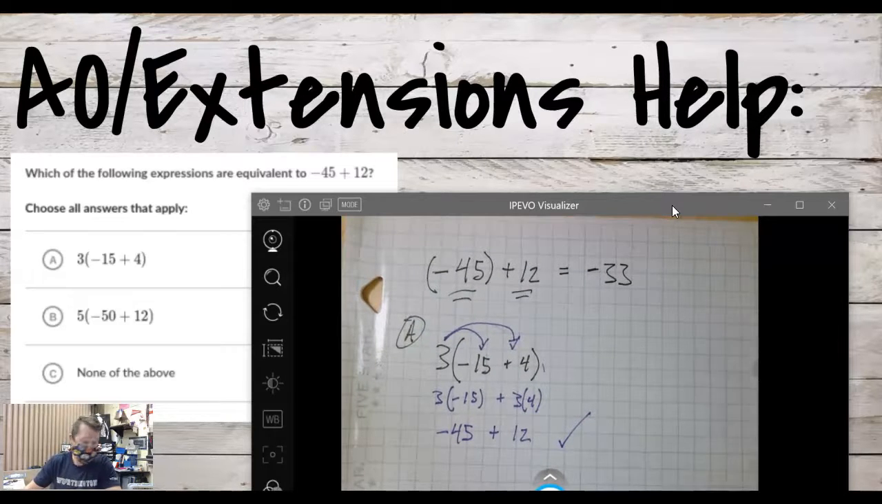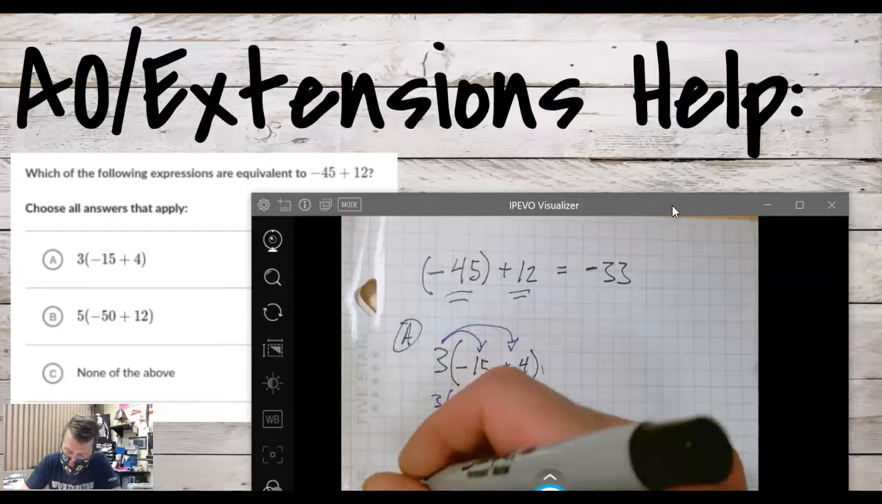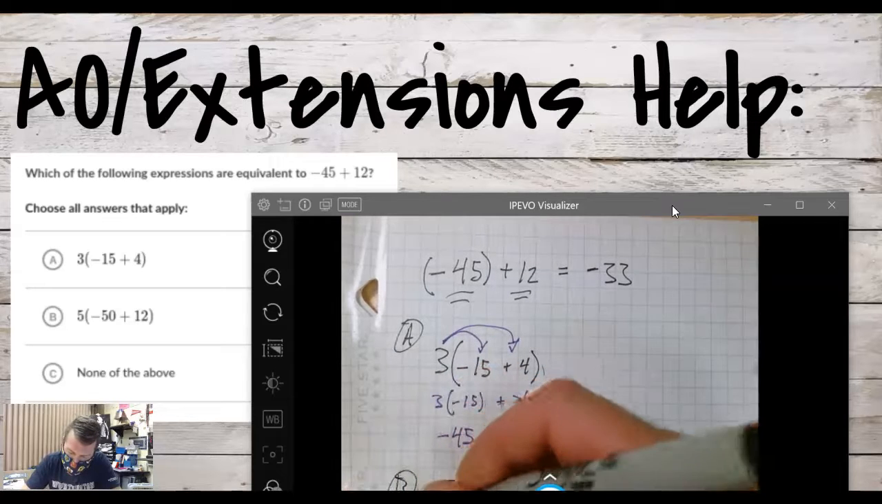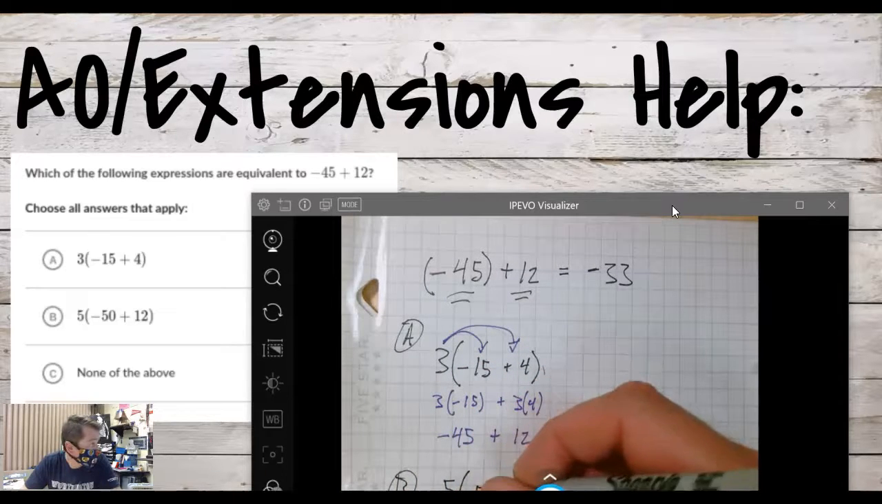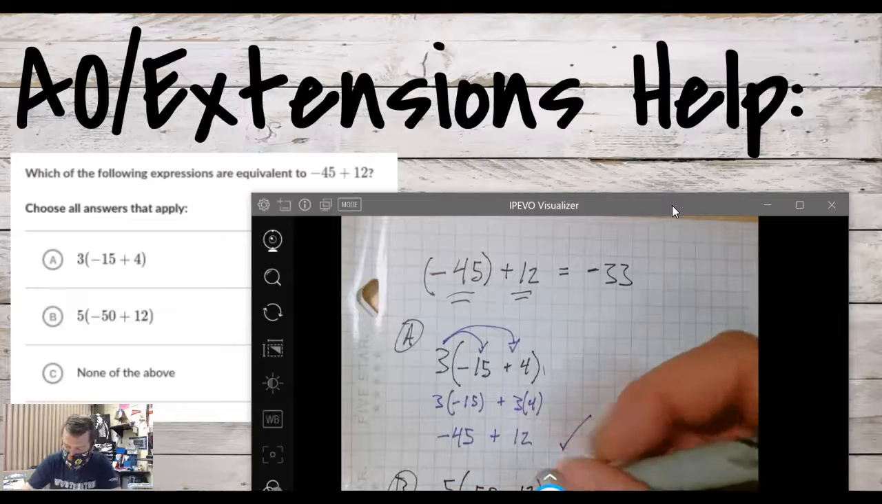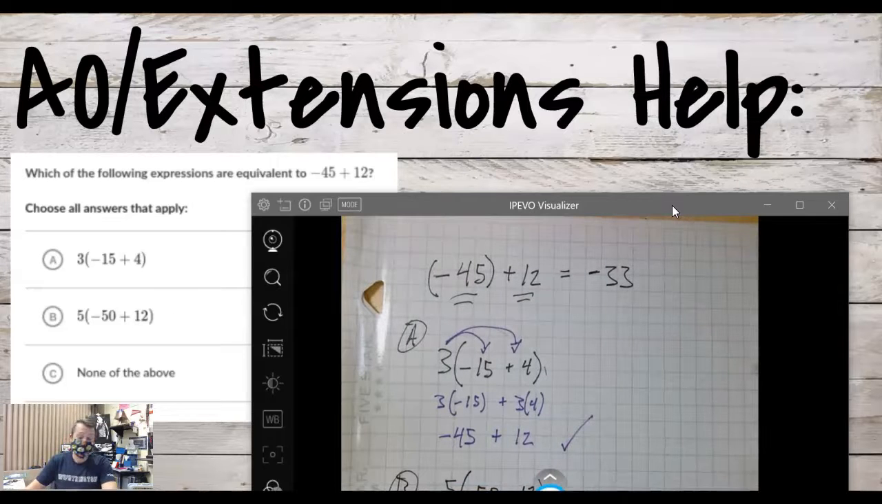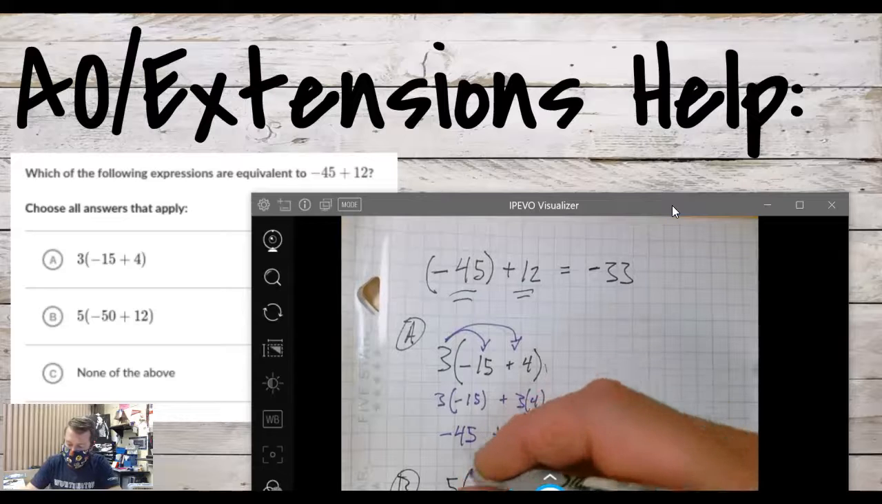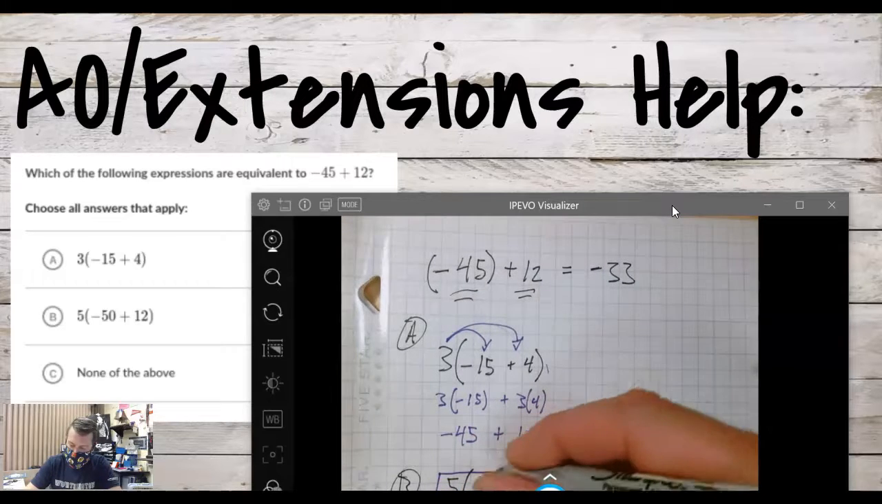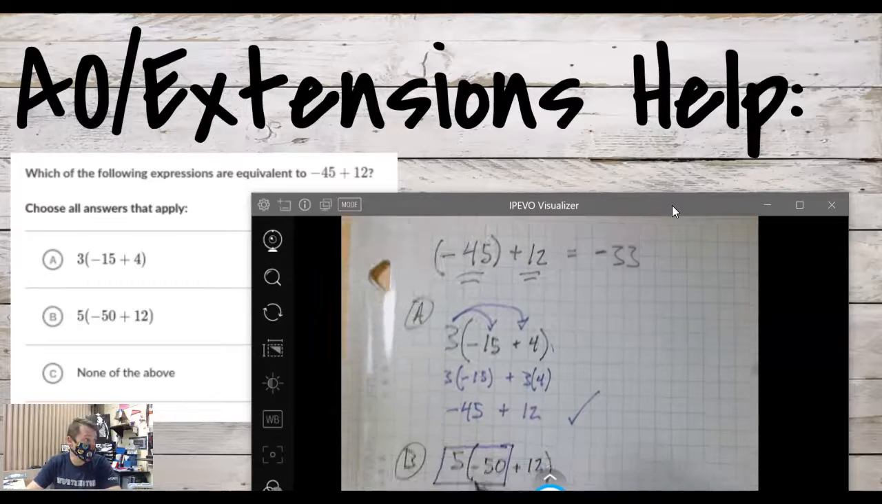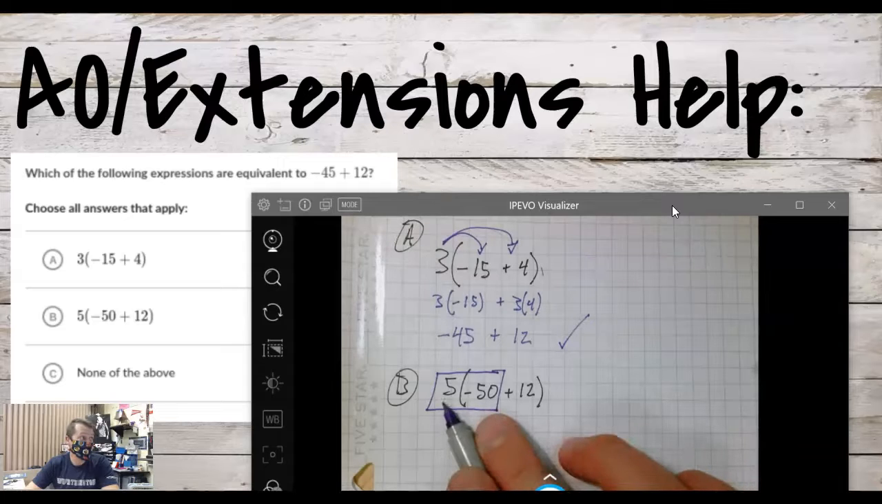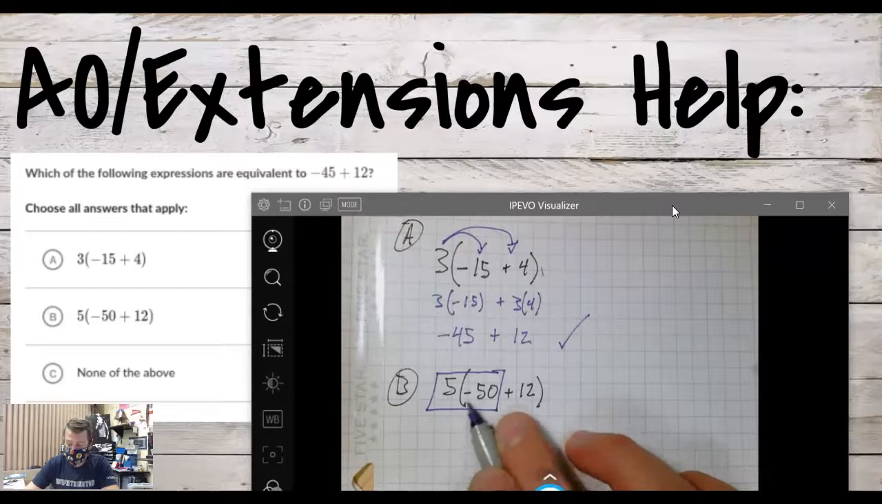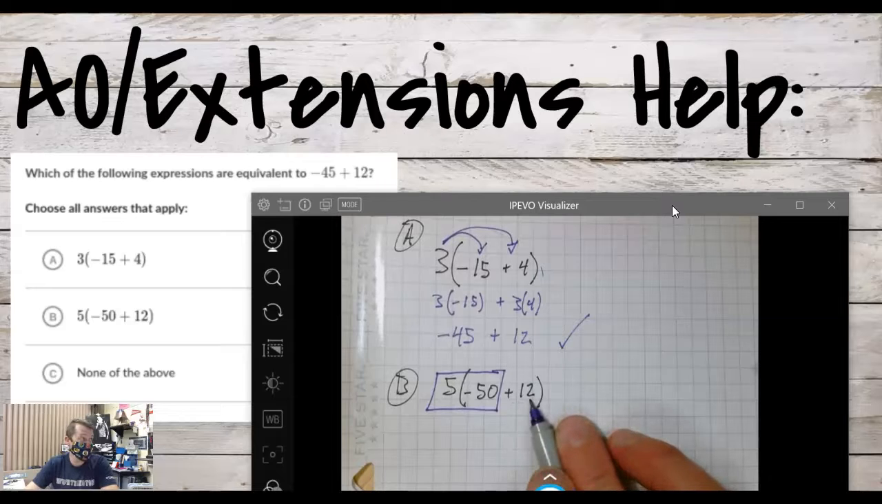B says 5 times... Here's the trap door they wanted you to fall in. They wanted you to look at this and ignore the parentheses and say 5 minus 50 is negative 45, and then we have a plus 12. But guys, that's wrong, right?